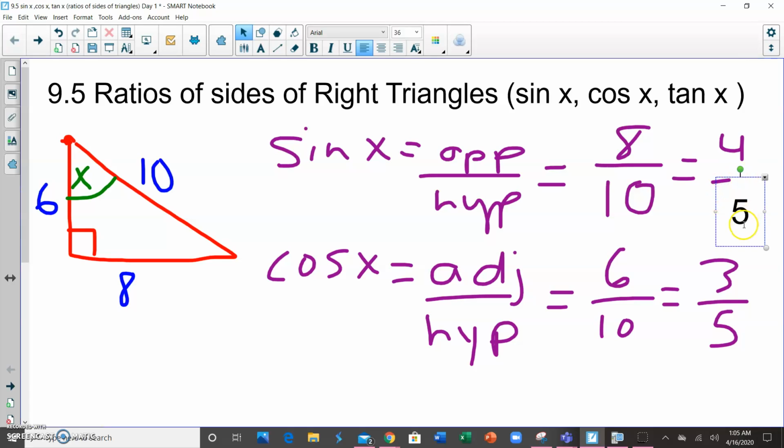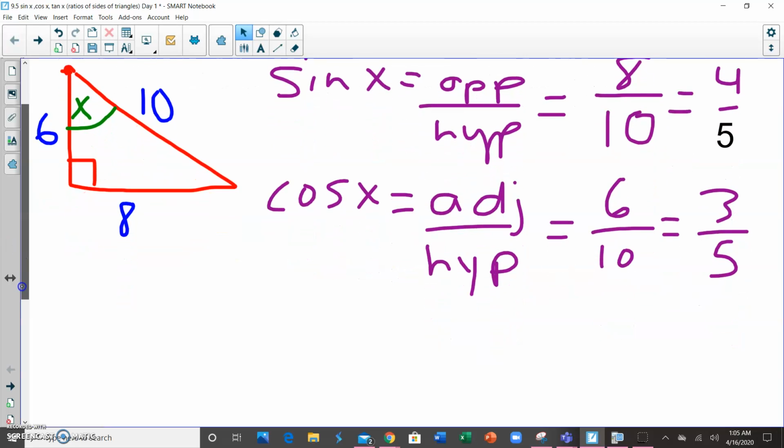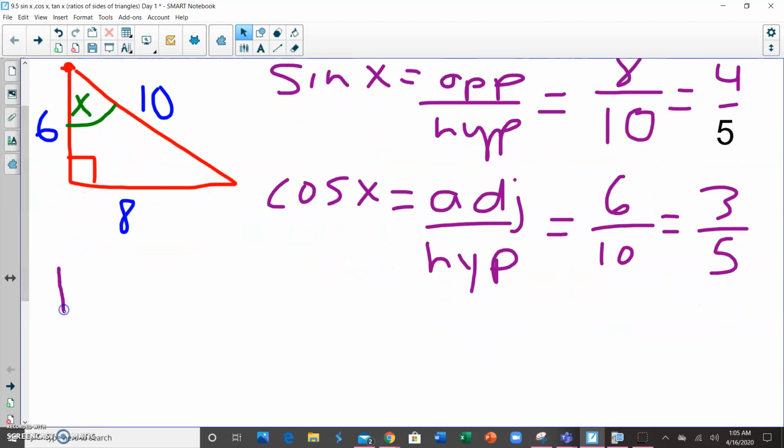There we go. I have no idea why that won't write on there. Okay, there's my ratio, 4 divided by 5. Okay, the last one is the tangent. So next we're going to do the tangent of the angle.